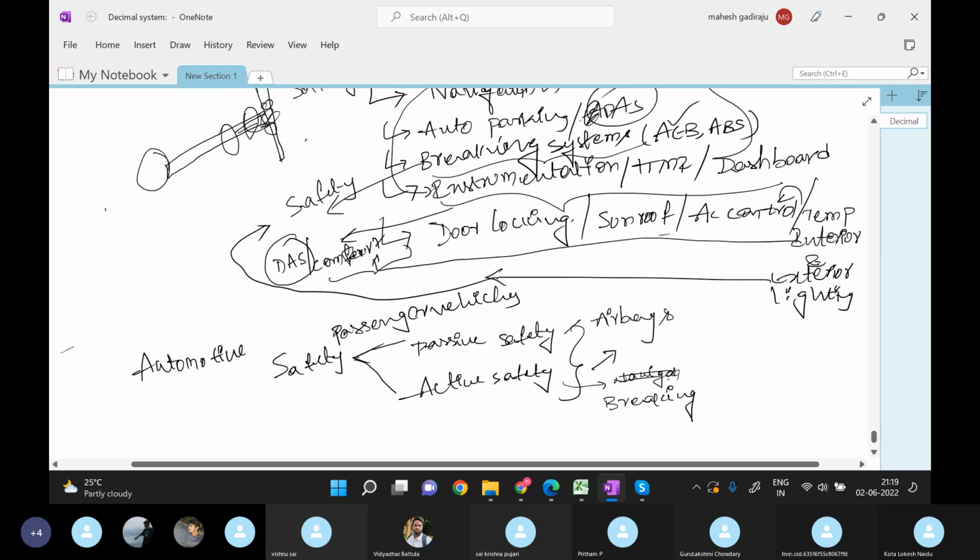Any other inputs? Active safety features prevent the accidents from happening, and passive safety features reduce the chances of heavy injuries while an accident is happening. It's almost correct.